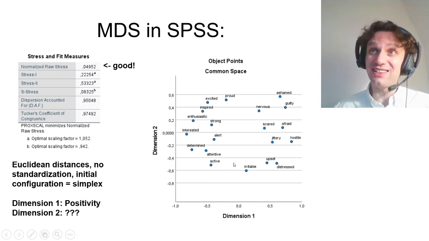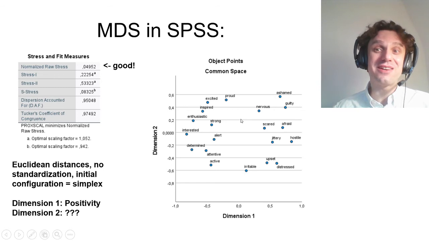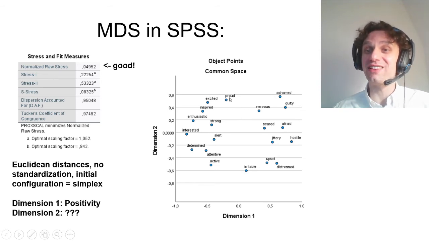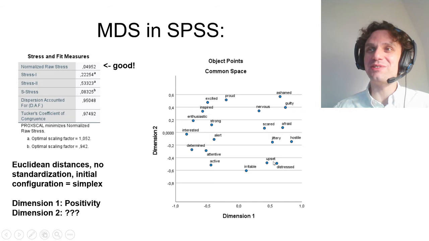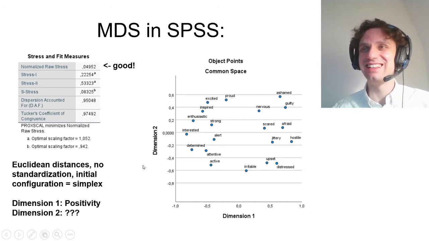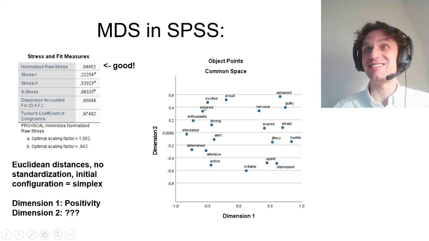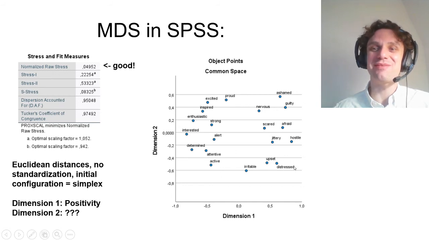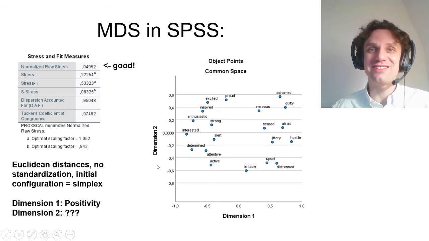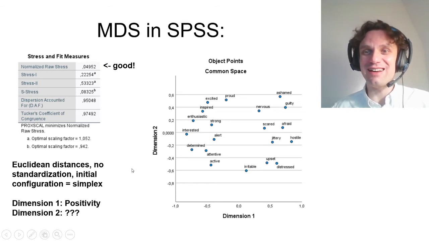But for the second dimension, it's a little bit more tricky. Because to interpret it, we need to ask a question: what is common for ashamed, guilty, proud, and inspired, and nervous on the one hand, and what makes them different from irritable, upset, distressed, active, attentive here on the other hand? So maybe it makes no sense really. Or maybe these are more related to some social interaction, and these are maybe more related to some internal states. So different interpretations can be possible.